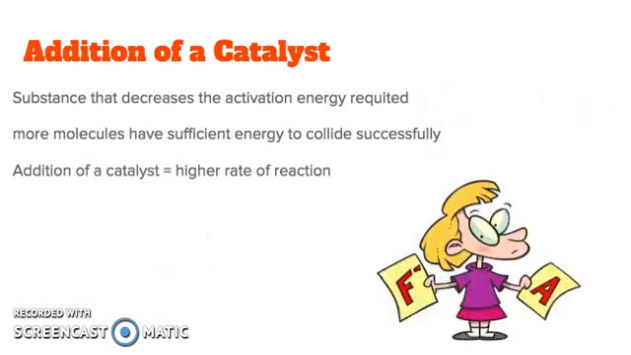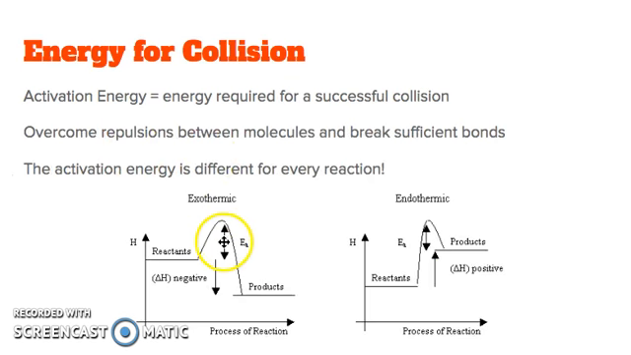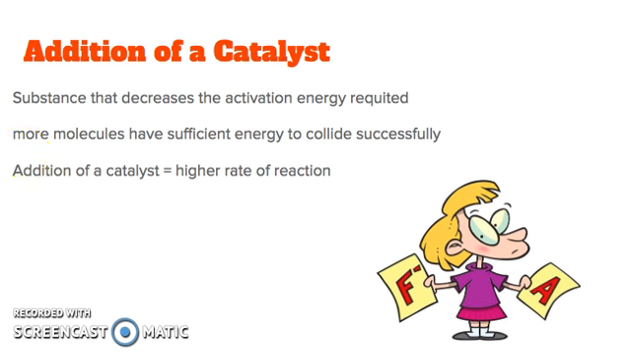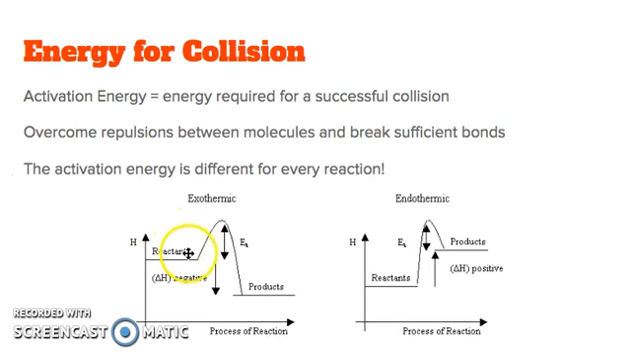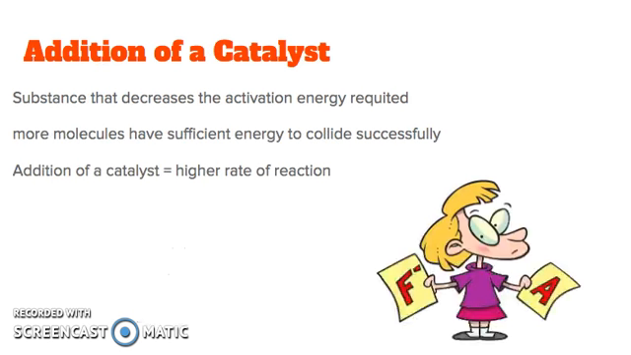And finally, we have the addition of a catalyst. So what is a catalyst? A catalyst is a substance that decreases the activation energy required. So I explained what activation energy was in this, which is the energy required for a successful collision. And a catalyst decreases that energy. So instead of having a big lump like this one, I would probably have a lump that's half as big, which means that I require less energy to be successful. So the addition of a catalyst will increase the rate of reaction.